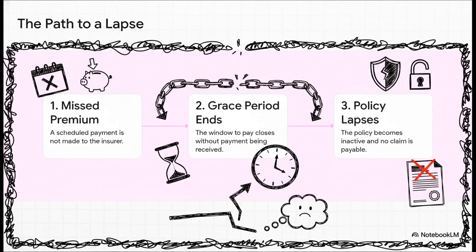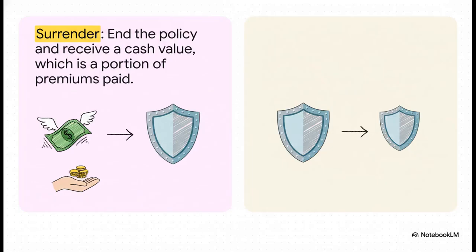Now, the insurance company doesn't just cut you off immediately. They give you what's called a grace period, usually about 15 to 30 days to get that payment in. But if that window closes and you still haven't paid, that's it. The policy lapses. And here's the kicker. Once it lapses, it's inactive. No benefits can be claimed. It's a big deal.